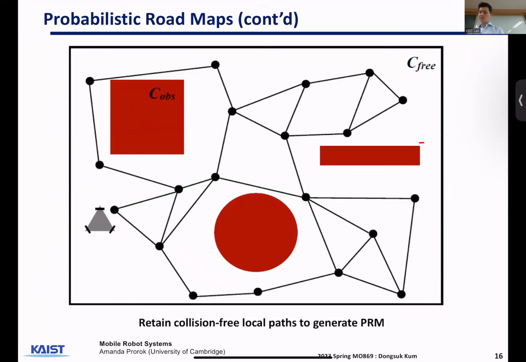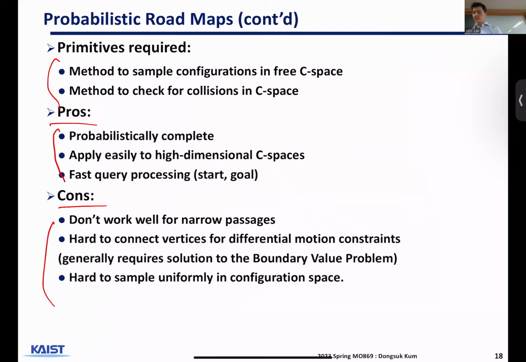So when you have narrow passages, you need to sample with higher density to make sure you get samples through the narrow passages. So that adds another design parameter or hyperparameter kind of thing. Also, it is hard to connect vertices for differential motion constraints, and hard to sample uniformly in configuration space.